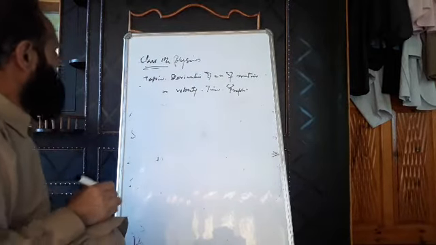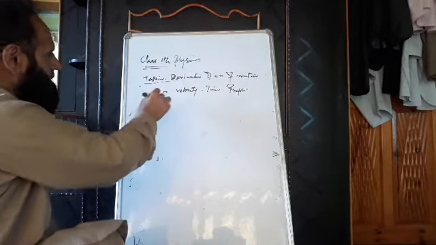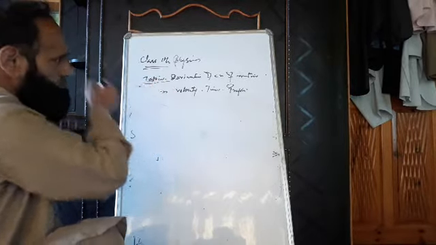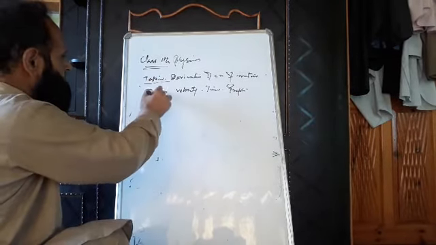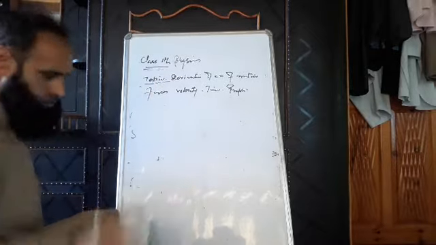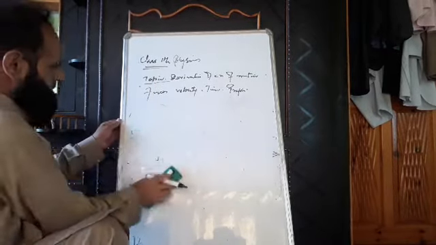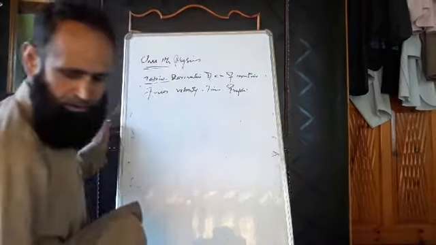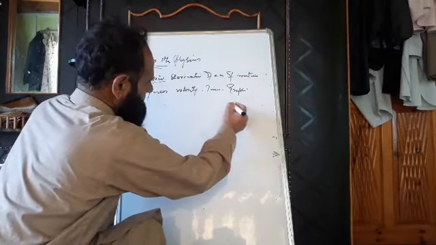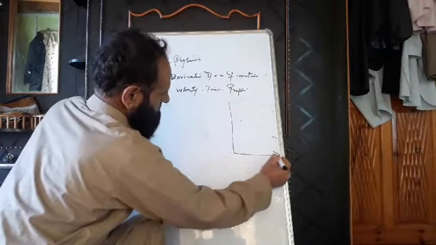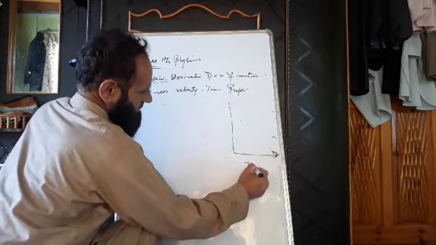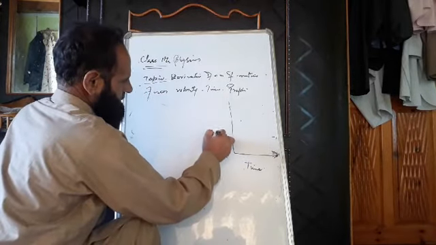Class 11th physics. Our today's topic is derivation of equations of motion from velocity time graph. Let us draw a velocity time graph here. It is our time axis. It is our velocity axis.